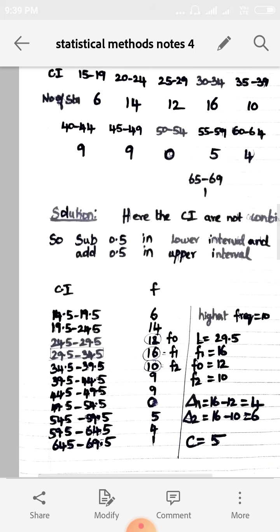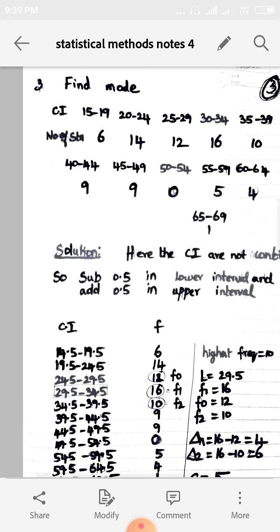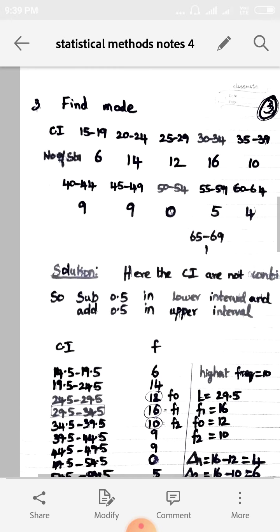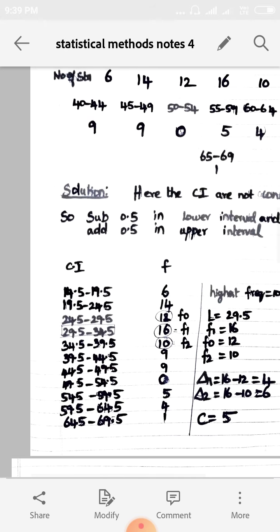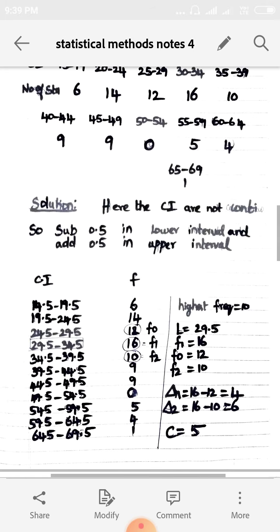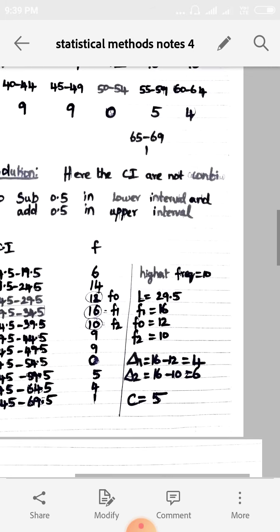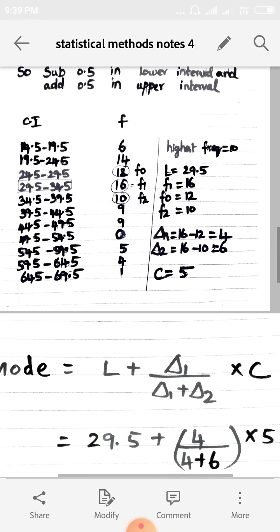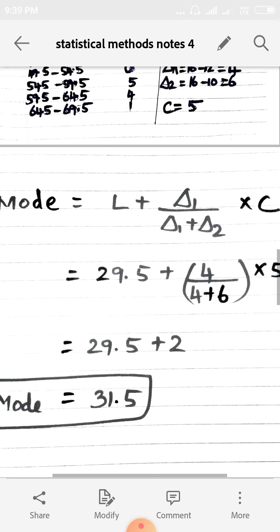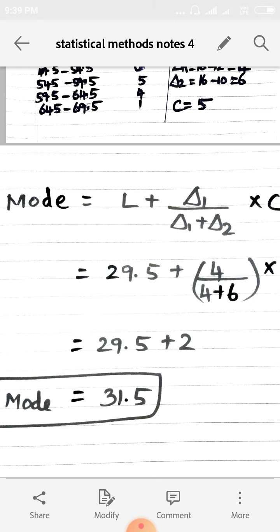So see the class intervals, 15 to 19. 15 is the lower limit. Subtract 0.5 from 15, we get 14.5. And add 0.5 to 19, we get 19.5. Like that proceed, we get the class intervals. All these are the class intervals. And this is mode, so just find the frequency. Okay, so what's the formula for mode? Mode formula is L plus del 1 divided by del 1 plus del 2 into C.